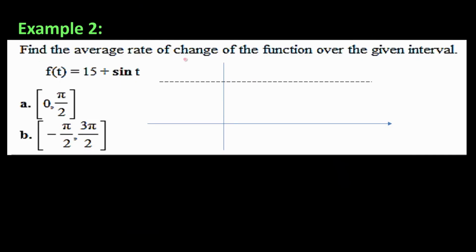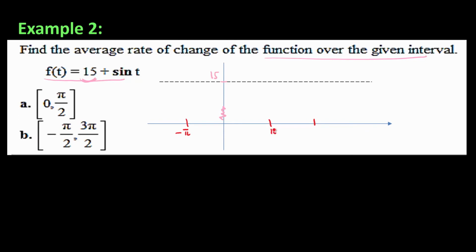Find the average rate of change of the function over this given interval. Now, how do we graph the function f of t equals 15 plus sine of t? That's just the function sine of t, except it's translated 15 units above the x-axis. So I'll just do something like this, not to scale. You move up to 15, and then let's draw the sine function right here, from minus pi to say 2 pi.